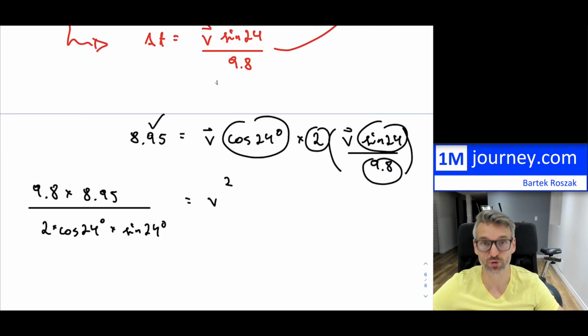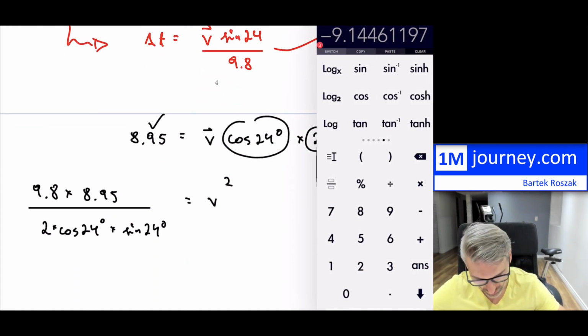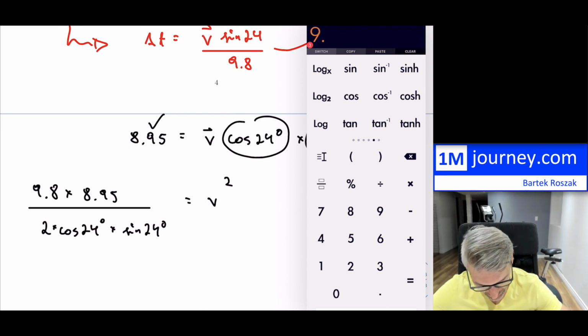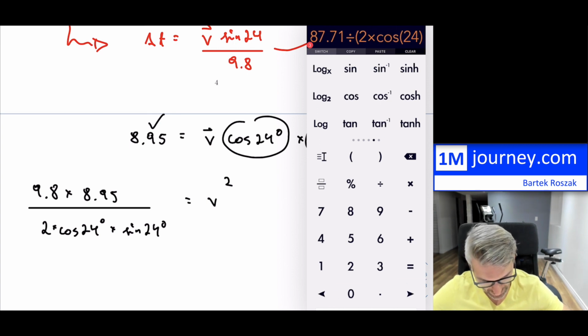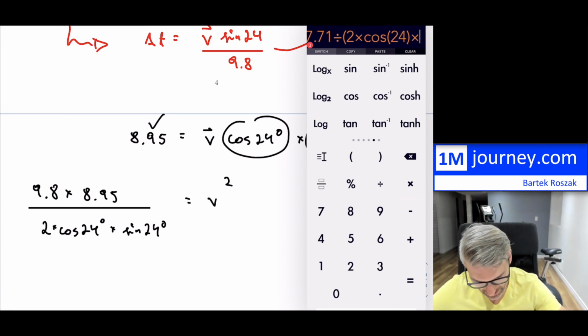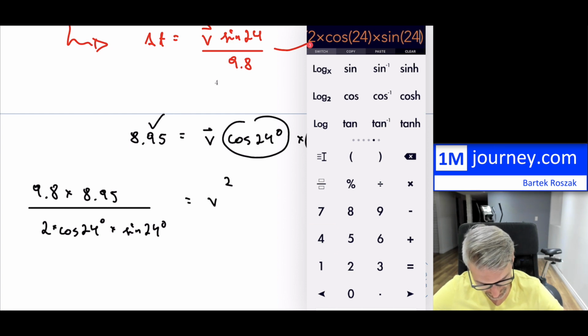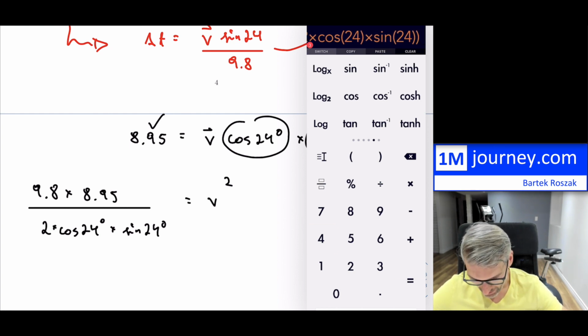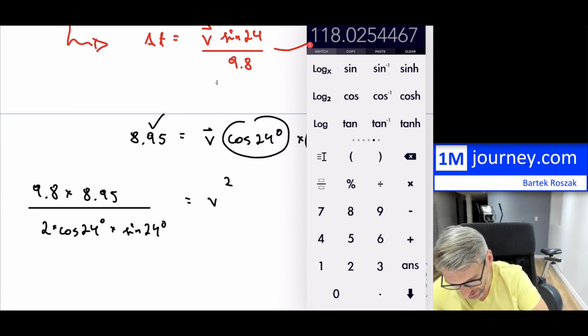And now we can take the square root of both sides to find out what the answer is. So 9.8 times 8.95 equals that answer divided by 2 times cos 24 degrees times sine of 24 degrees. Let me just double check here. Yep, I put the 2, okay, equals. So that is 118.025, etc.